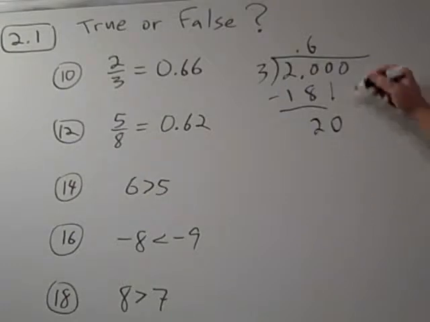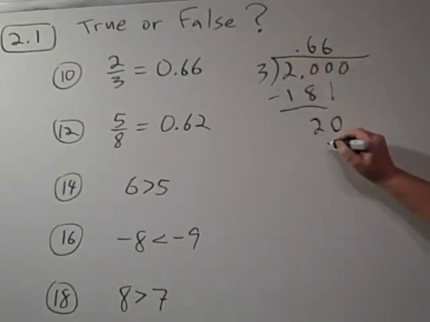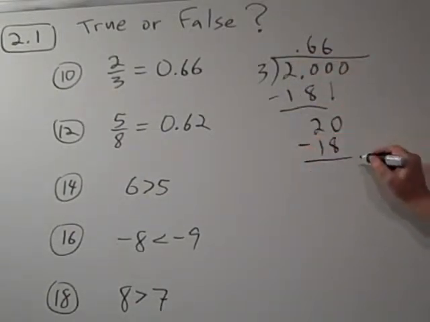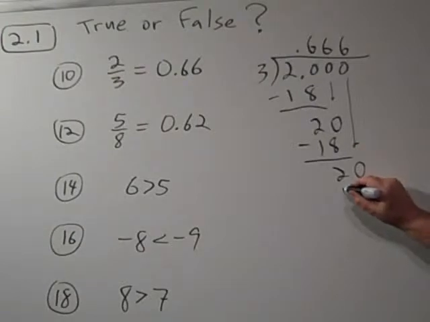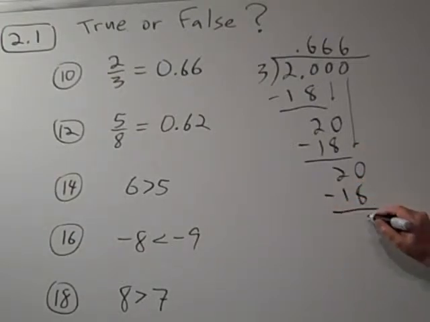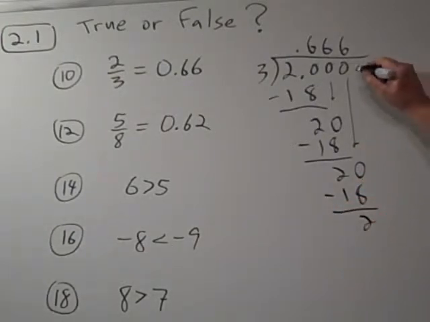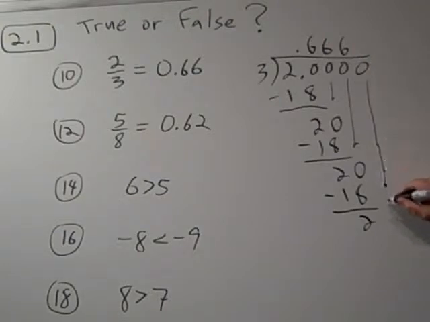And we have 3 goes into 20 again, 6 times. 6 times 3 is 18. 20 minus 18 is 2. Bring down the next 0, and we have 3 goes into 20 again, which is 6 times. 6 times 3 is 18, and you see a pattern starting to emerge here. The next 0 comes down, and we keep going like this. So these 6's keep going forever.